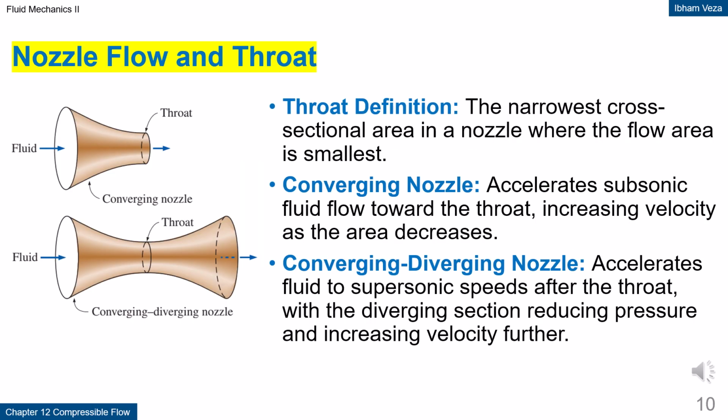Nozzle flow and throat. The throat is the minimum area section that controls the flow behavior in a nozzle. For subsonic flow, the converging section accelerates the flow. To reach supersonic speed, a diverging section is required after the throat. Pressure keeps decreasing while velocity keeps increasing in the diverging part. This concept is the key to rocket and gas turbine nozzle design.